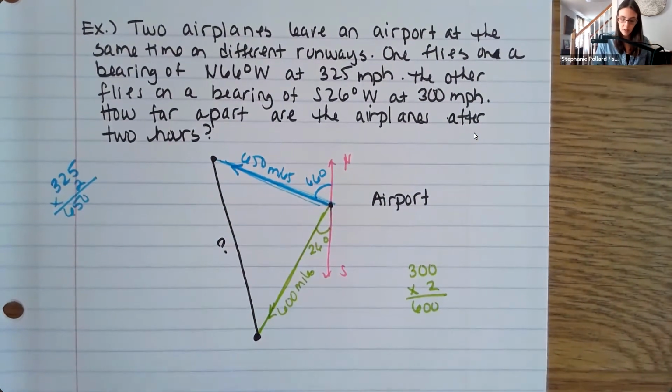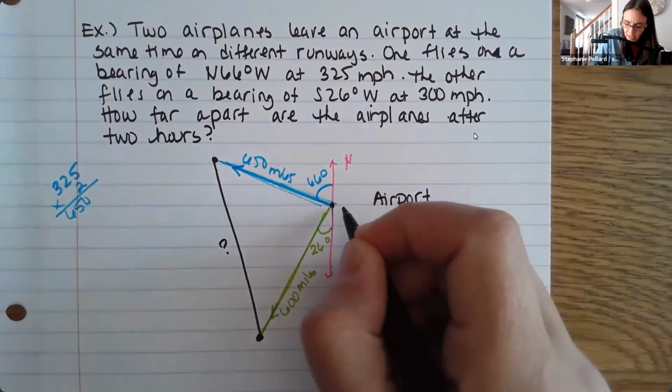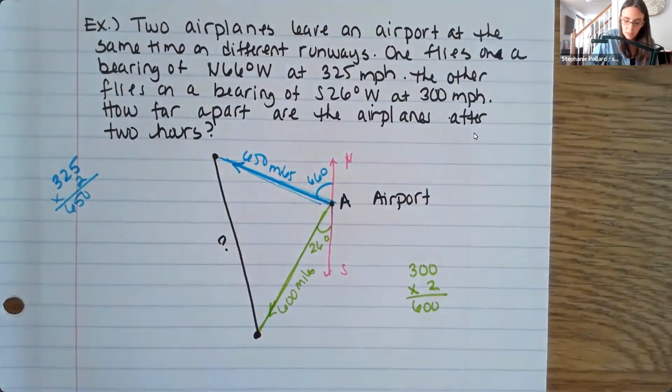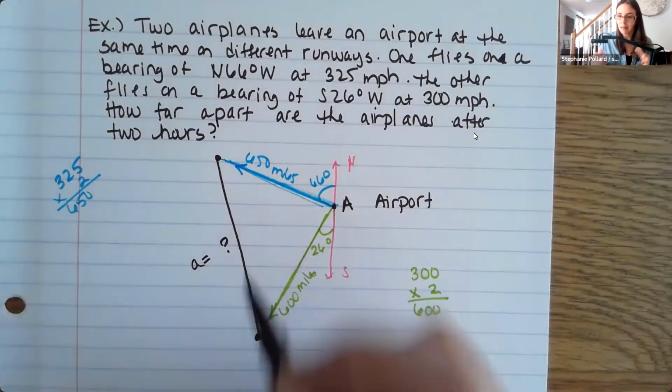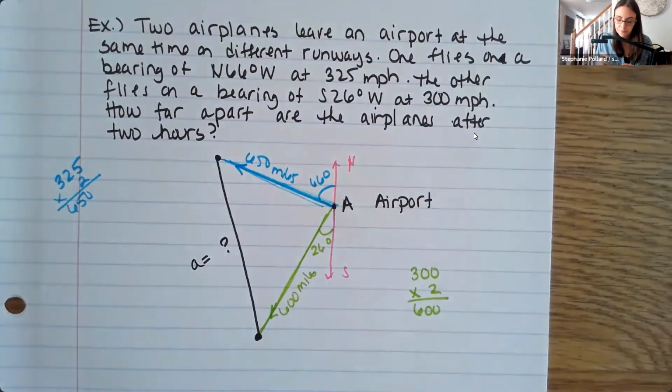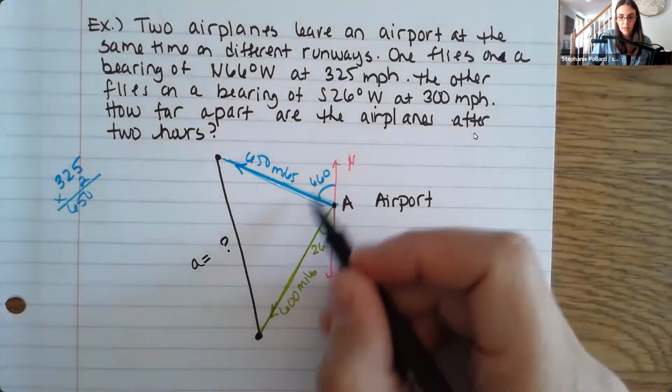So we do need to figure out this right here. You can call it whatever you want. I'm going to call this point A for airport just to make it easier. So I'm looking actually for side A in this case. And there's one more piece of information I do have. I do have these angles here.